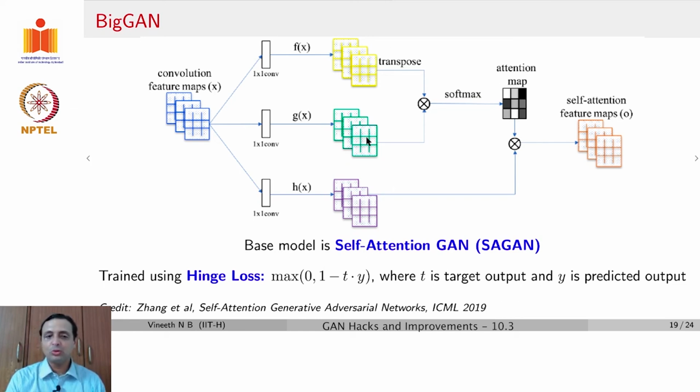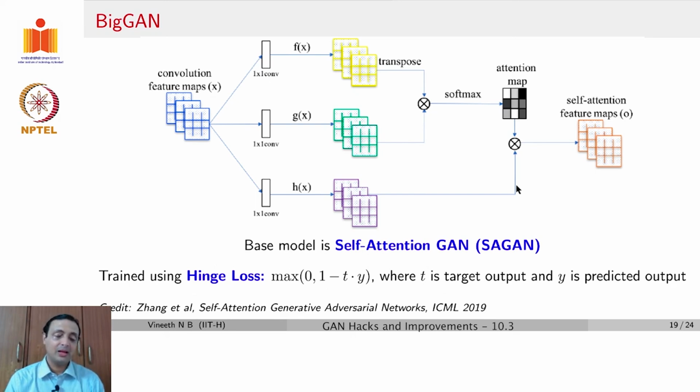Two of those branches generate an attention map which is used to focus on a specific part of the convolutional map to then generate that component of the image in the next layer. Why is this required? Self-attention GANs were introduced because often GANs, while they generated crisp images, would miss out finer details.